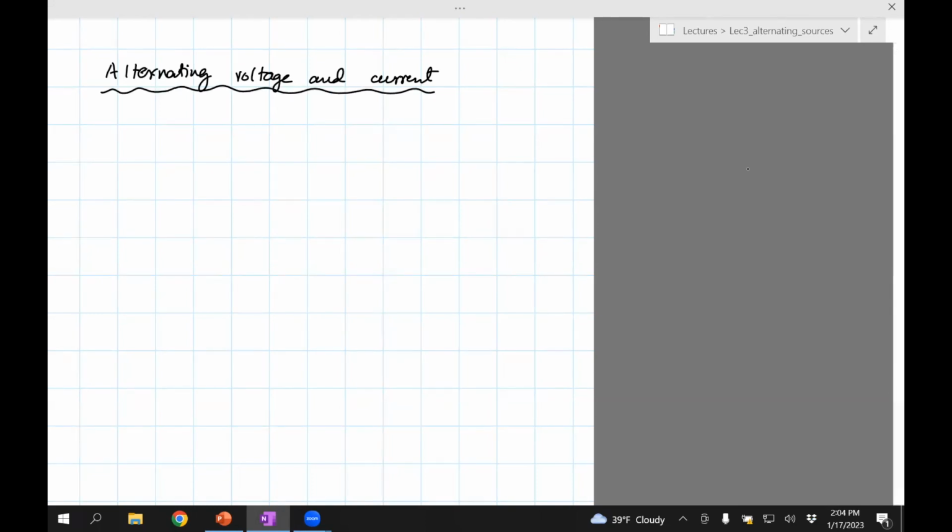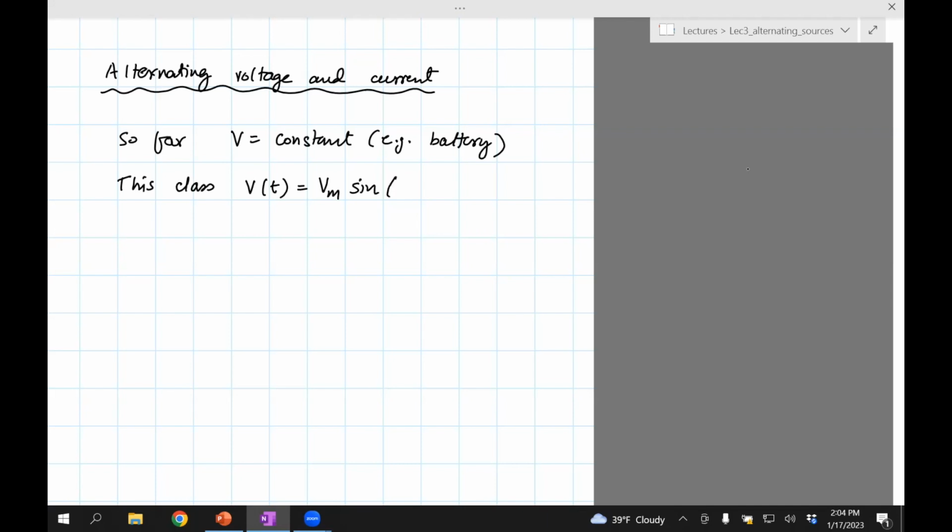Okay, so as I said, so far we've only looked at V as a constant. An example would be a battery. Now we are looking at an alternating source. So we'll be looking at V as a function of time, and that is, let's say, V = Vm sin(ωt + φ). So this is an alternating source because the voltage is not steady, constant, but it varies as a function of time. Here Vm is the amplitude.